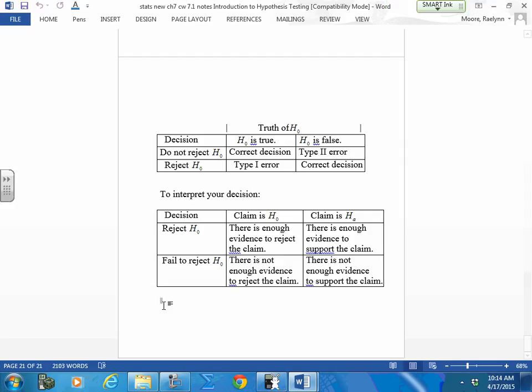The mean is less than 40 days. We said this is the HA. The HO is greater than 40 days. This is the claim. Now, if you're rejecting, you do all your tests.